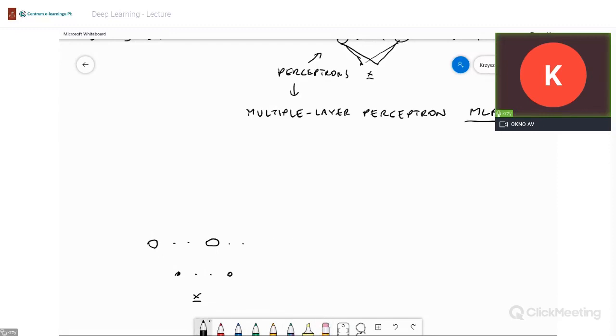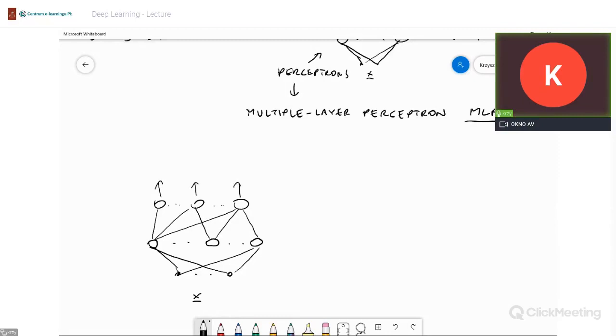Let's make this drawing more symmetric. I will have several connections. Obviously, there will be many connections here, so I will just show some of them to avoid clutter. Let's assume that there are some connections here, and obviously there are connections here. And these are outputs of my network.